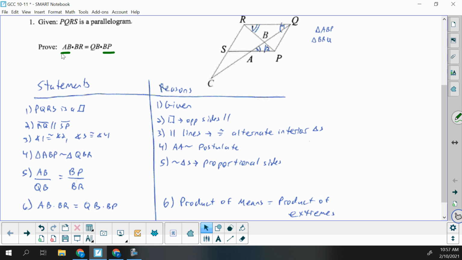Make sure you have them matched up correctly. A should be in the same spot as Q, the B is in the same spot, the P and the R in the same spot. After that, we always do similar triangles imply proportional sides. Make sure the ones you want multiplying are diagonal from each other. So AB and BR should be diagonal from each other. QB and BP should be diagonal. And then our proof statement and our reason is product of the means equals product of the extremes. Pretty standard, similar triangle proof there.